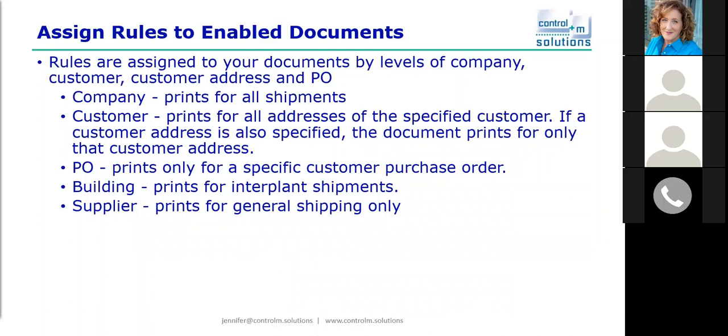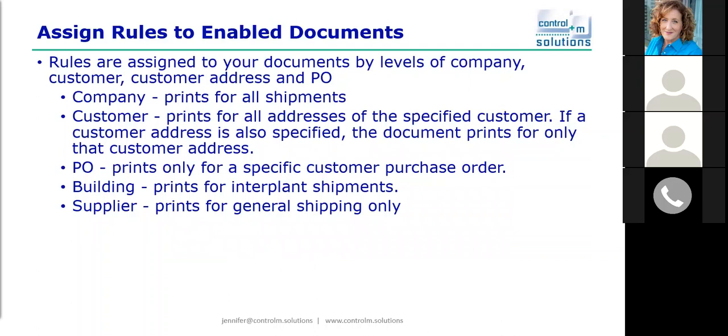If you choose company, that means it's going to print for all shipments and all customers in your PCN. If you choose customer, it's going to print documents specifically for your chosen customer. You can also narrow it down to customers' addresses. So if you only want certain documents to print at ship time for certain addresses, you can also assign a rule to that. You can also assign rules for specific customer purchase orders.